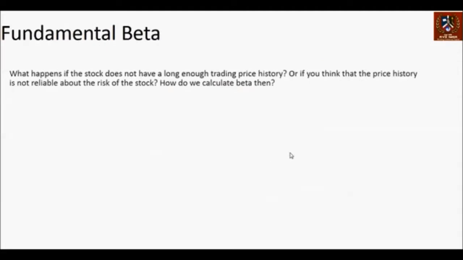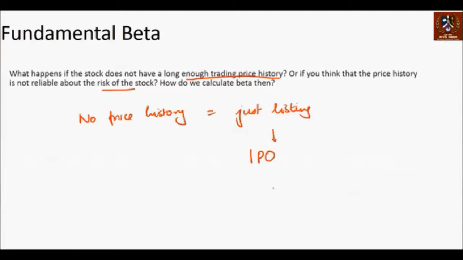We move ahead to talk about the beta question once again, which is what happens if we are calculating the beta for a firm and the firm does not have a long enough price history of trading, or the data is not reliable about the rise or the fall of the stock. So what happens if there is no price history? Can that happen? If a company is just listing itself, if a company is just doing what is called an initial public offering, then there is no price history, right?